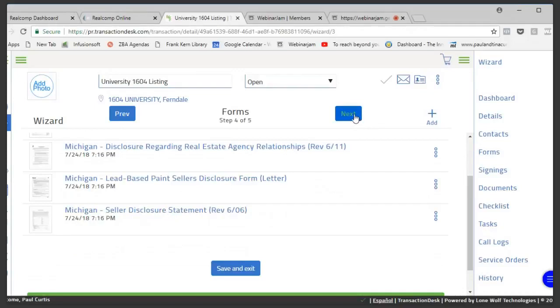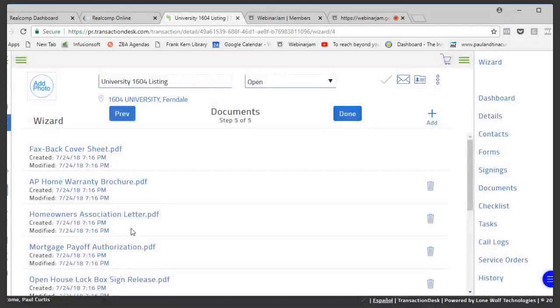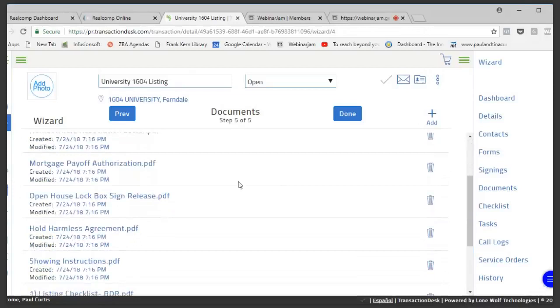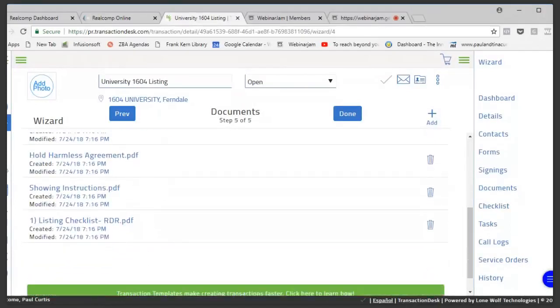When we hit the next button, it will show our Red Door Realty internal forms. So you've got your homeowners association. If you want a home warranty, it's in there. Actually, I think that's the old one. We may need to change that. It's got a mortgage payoff authorization. You probably want to get one from whatever title company you're using, but there is one there for you if you want it. Our lockbox open house sign release, our hold harmless, showing instructions. We're not going to go through all of these, but they all will be in here. We'll go through some of them later.